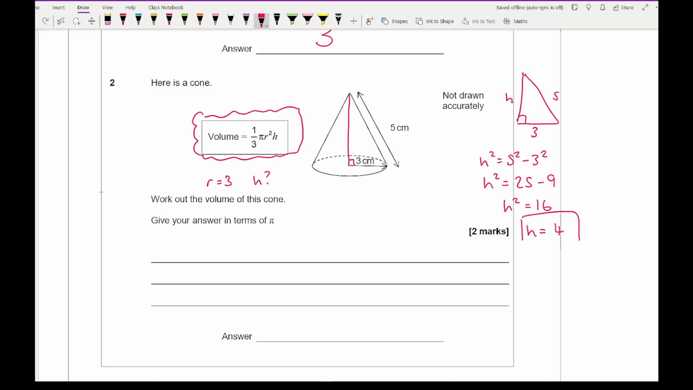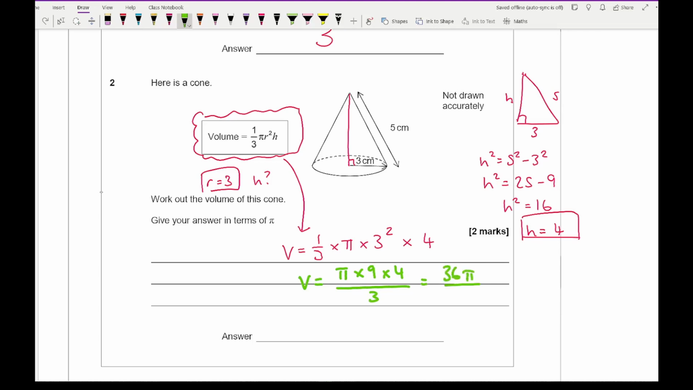So now that I know that h equals 4 and r equals 3, I can substitute that into the formula. So V equals 1/3 times pi times 3 squared times 4. Simplifying all of this, I get pi times 9 times 4 over 3. That's going to be 36 pi over 3, which simplifies to give me 12 pi. So the volume is going to be 12 pi.